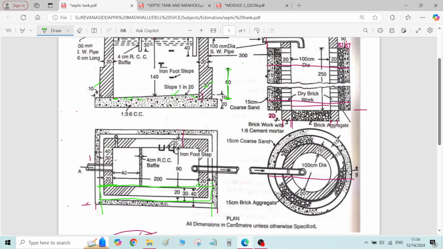For the second step, what is the total length? Inner to inner length is given as 200. Second step is having how much thickness? Thickness of 20 centimeter.